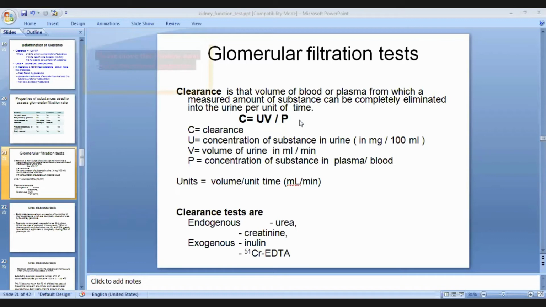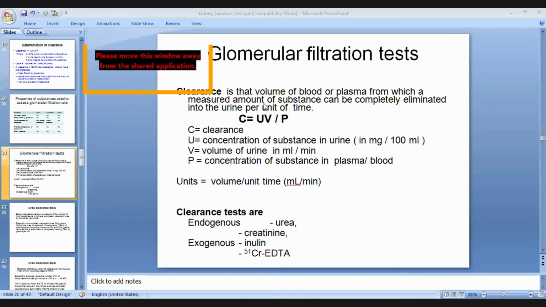So this is the definition: volume of blood or plasma. This is important. The clearance definition is very important, so you have to know that. Right? Now I am telling you, every time it is being asked: volume of blood or plasma from which the measured amount of substance can be completely eliminated in time.